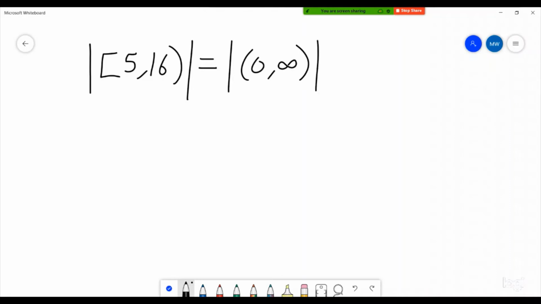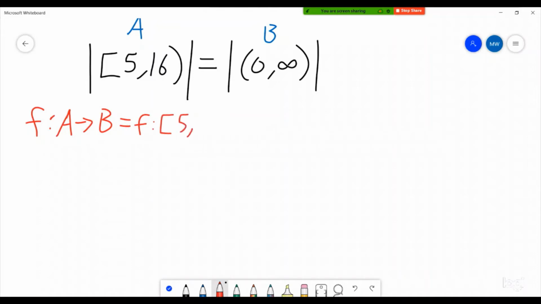Okay, so let's say that the first one is A and the second one is B. What we want to do is find an injection from A to B and an injection from 0 to infinity, or from B to A. So what would our function f from A to B, defined from 5 to 16 to 0 to infinity, what would an injection be that would work out nicely?